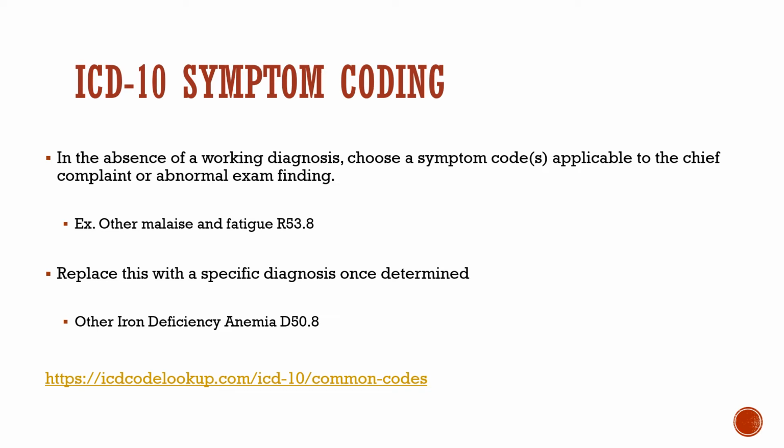So other malaise and fatigue is R53.8. Then all of your tests come back and, oh, lo and behold, the patient has iron deficiency anemia. That's why they're tired all the time. You can then code the condition with D50.8 because that's the code for iron deficiency anemia. And I've included a link at the bottom of this slide where you can search the ICD-10 coding system free of charge.